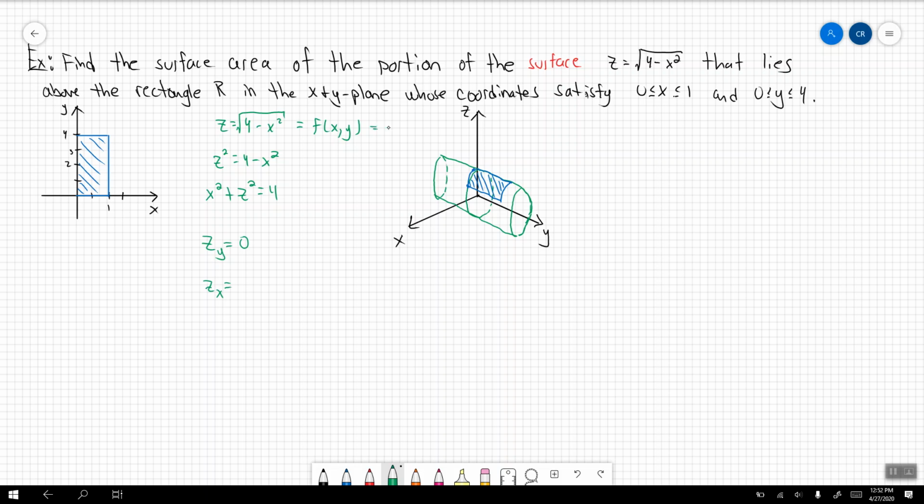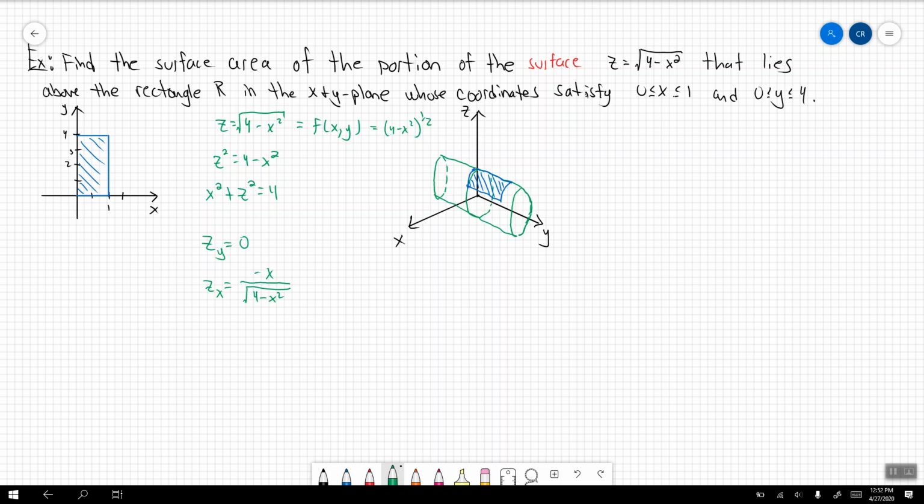The function here is just going to be 4 minus x squared raised to the power of 1/2. So drop the exponent forward, subtract 1 from the exponent, and then multiply by the chain rule on the inside. Naturally, we're going to get negative x over the square root of 4 minus x squared. And we can just double check this really quickly. Make sure that this is the derivative that you obtain.